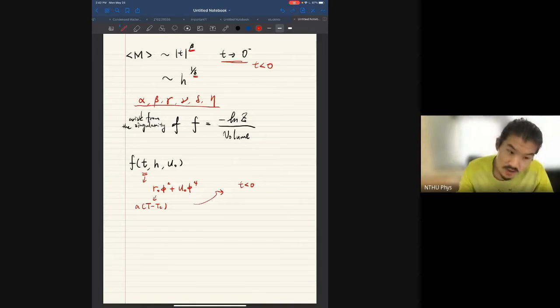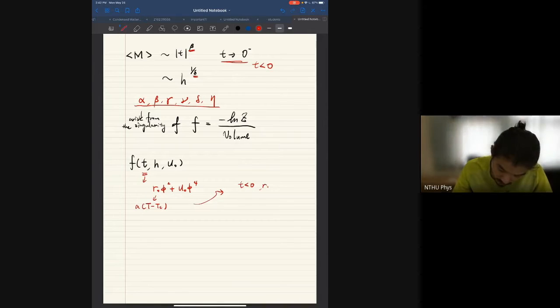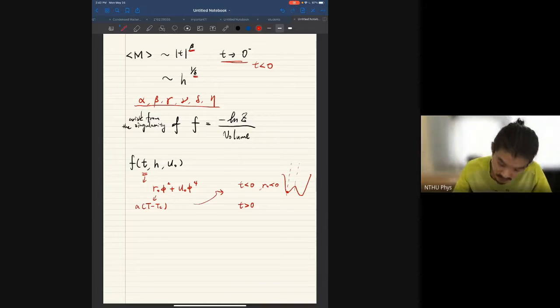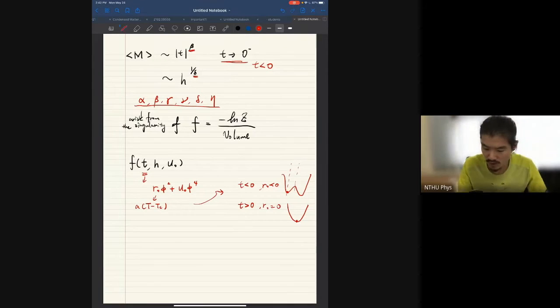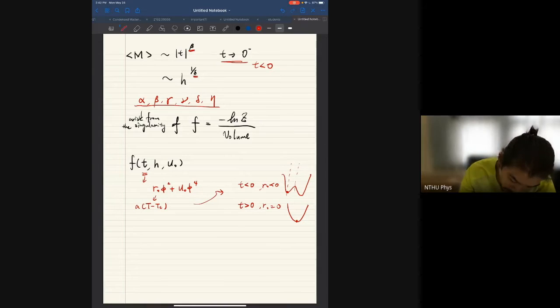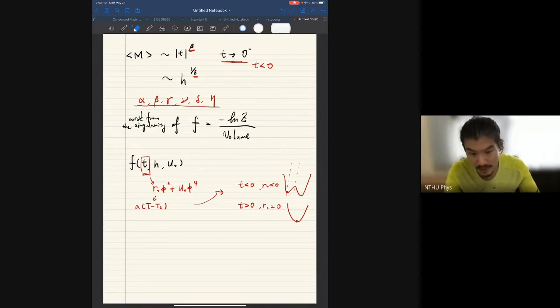When T is less than T_c, there's a spontaneous symmetry breaking, which corresponds to this kind of potential well. Then you're locating the ground state at a finite magnetization. Above T_c, which corresponds to T greater than 0, this is equal to 0, and then you're back to a symmetric case. You don't have any magnetization. So we can identify this T just like the r naught in our phi-four theory or in our RG analysis.